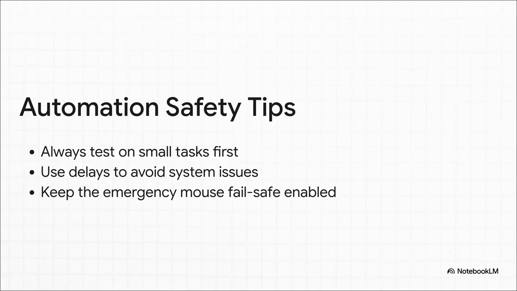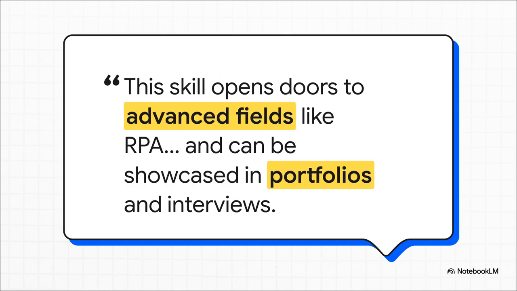But, with great power comes great responsibility. Before you go off and try to automate your entire life, a quick word on safety. First, always test your scripts on something small and harmless. Second, use those time.sleep delays we talked about to keep things stable. And remember this amazing trick. PyAutoGUI has a built-in failsafe. If your script ever goes wild, just slam your mouse into one of the corners of the screen and it'll stop it instantly.